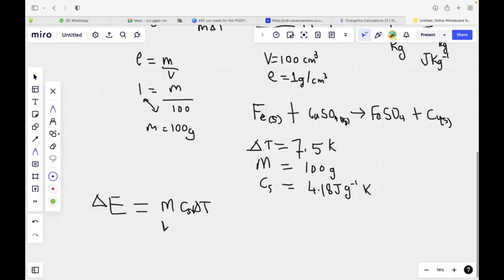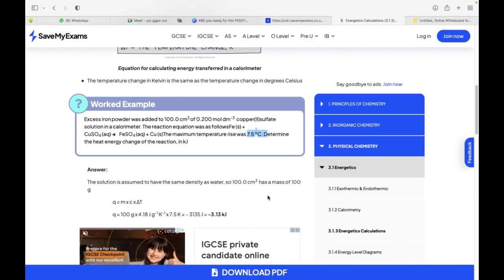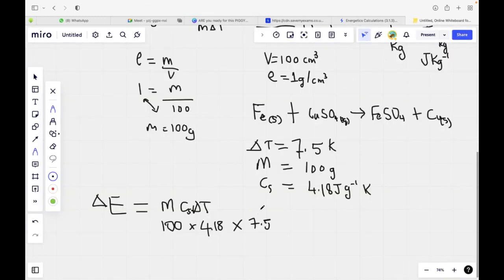So the mass is 100, multiplied by 4.18 or 4.2, times 7.5. So when you do this, what do you get? You get 3,135, right? We put negative because it's an exothermic reaction.